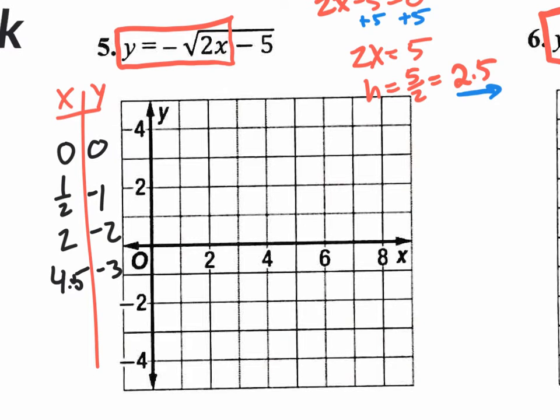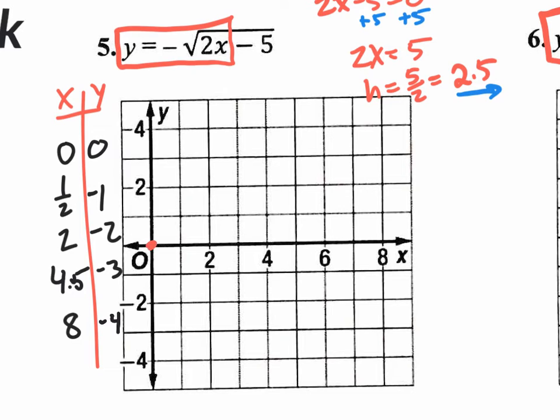Let's even go one more further. I would like a square root of 16 in here. I could make this a 16 by inputting an 8 right there. So if I input an 8, I'll get 16, and the square root of 16 is 4 with the negative in front. That'll be a negative 4. So let's graph these coordinates.